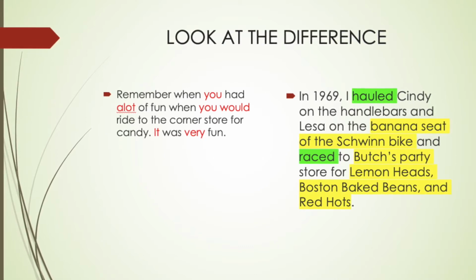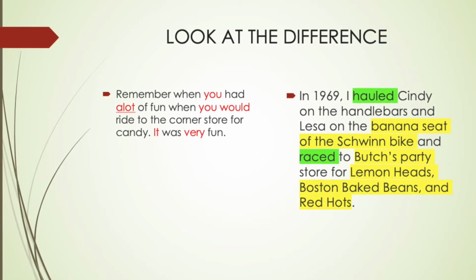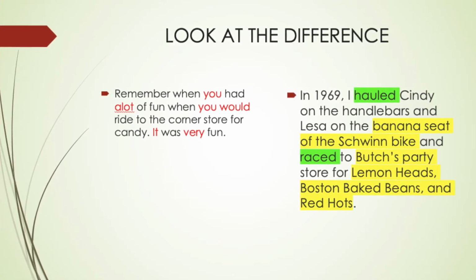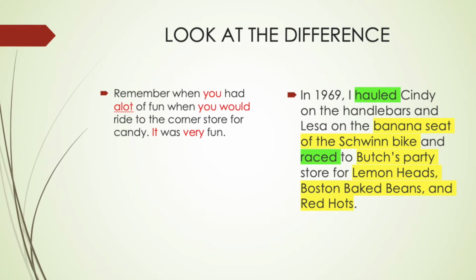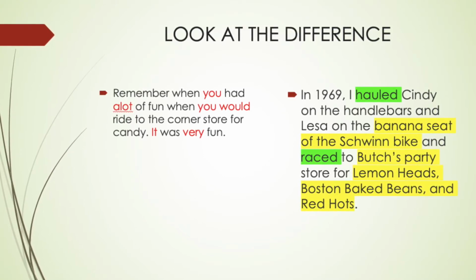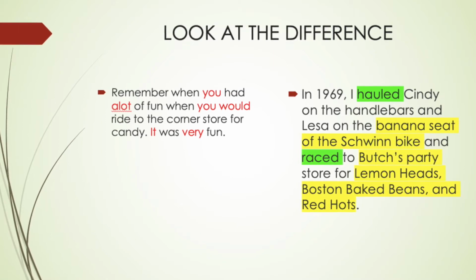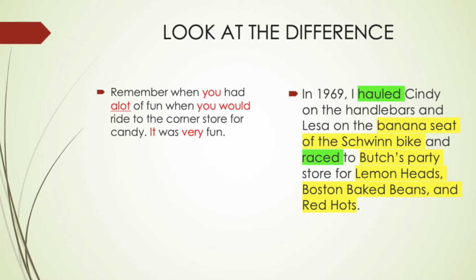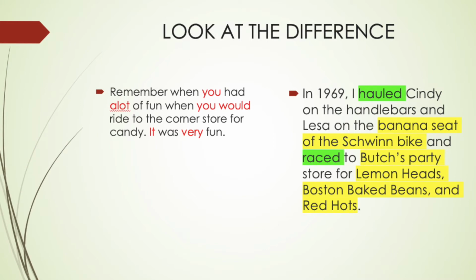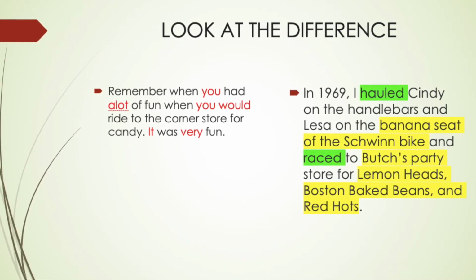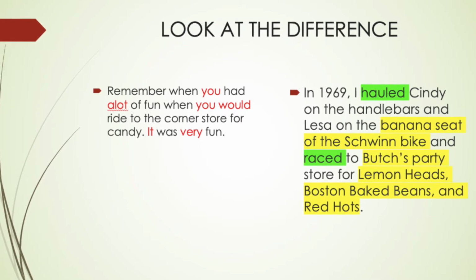On the left and the right, we have the same story. The left is before we went in and added in those active verbs and more descriptions. It's just a cut and dry description. Remember you had a lot of fun when you would ride to the corner store for candy? It was very fun. This memory leaves the audience guessing. We don't see an image of riding to the corner store for candy. It's quick, and we say it's fun, but I'm not seeing that from the writing.